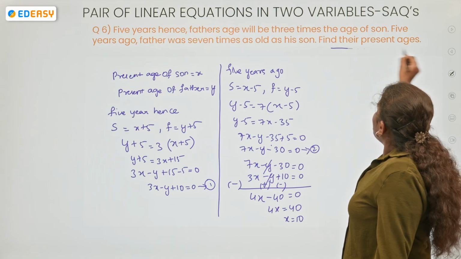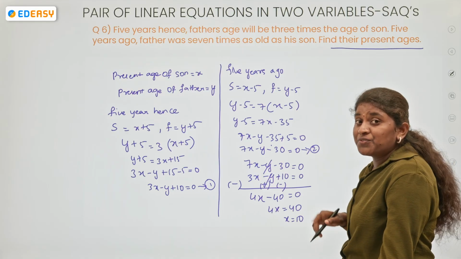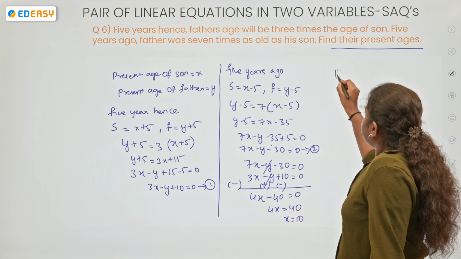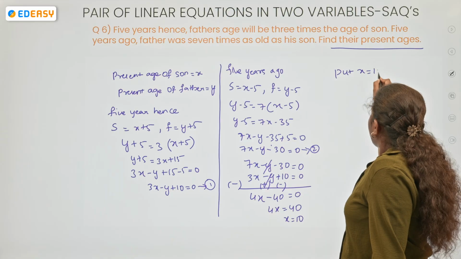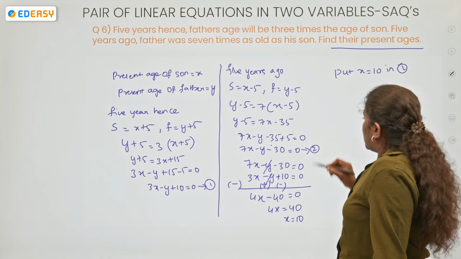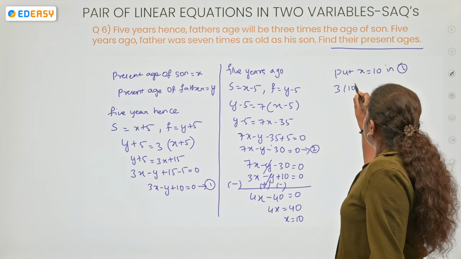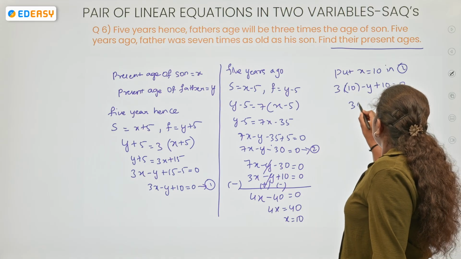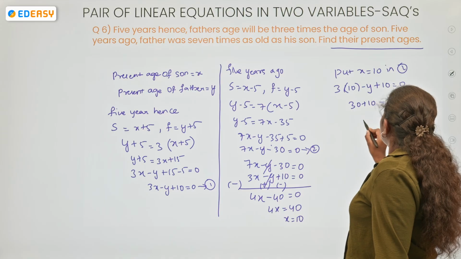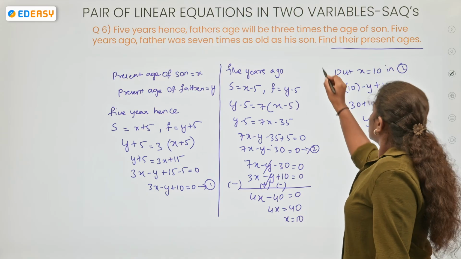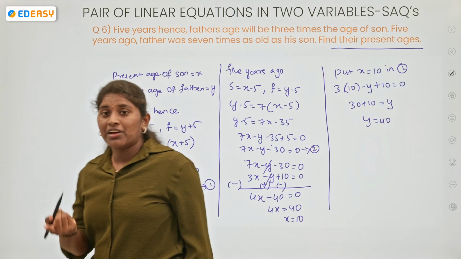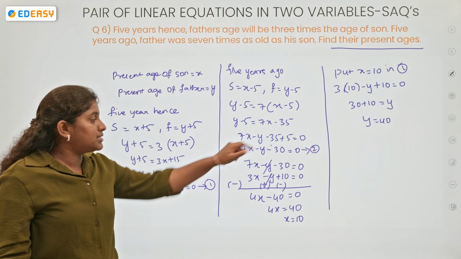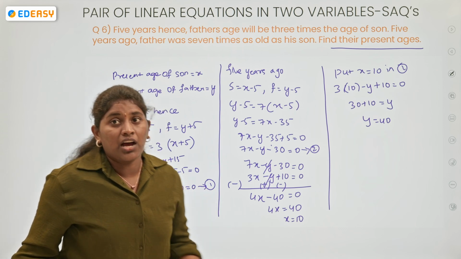So they are asking us to find their present age. Find their present age means we need to find x and y values. So we got x equals 10. Put x equals 10 in equation 1. Okay, so 3 into 10 minus y plus 10 equals 0. 30 plus 10 equals y. So y equals 40. So we got x value as 10 and y value as 40. Now what is the age of son? Age of son is 10 and age of father is 40. Okay. Now let's see the next.